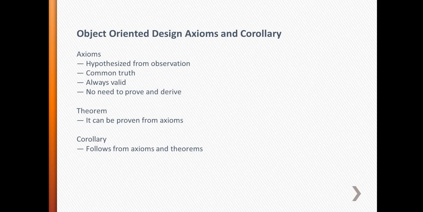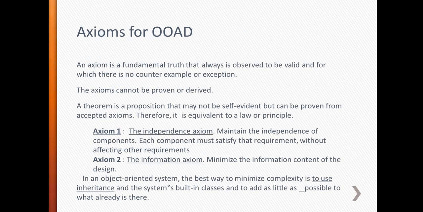Object-oriented design axioms and corollaries. Axioms are common truths, always valid, with no need to prove or derive them. It is a hypothesis from observation. A theorem can be proven from axioms. Corollaries follow from axioms and theorems.